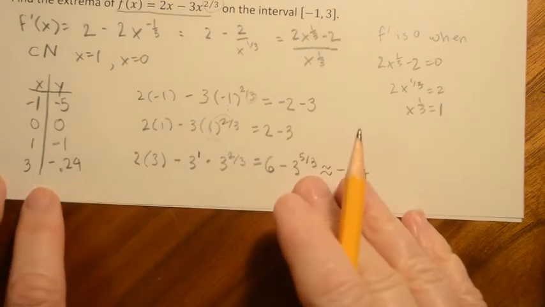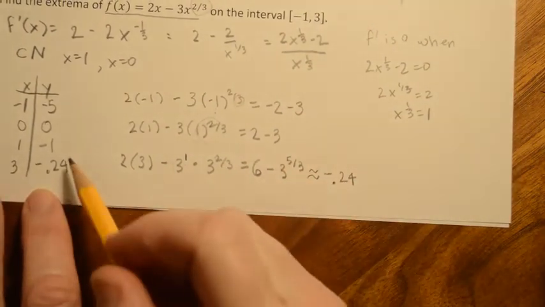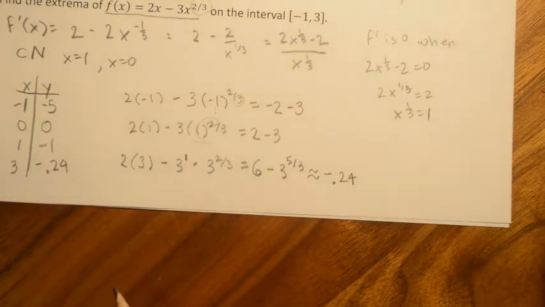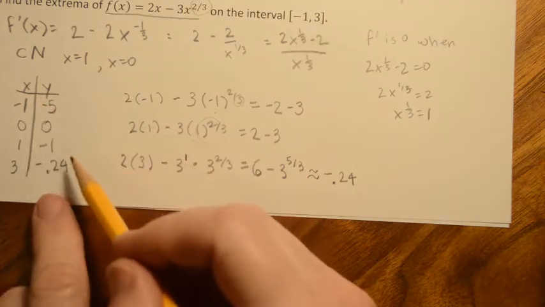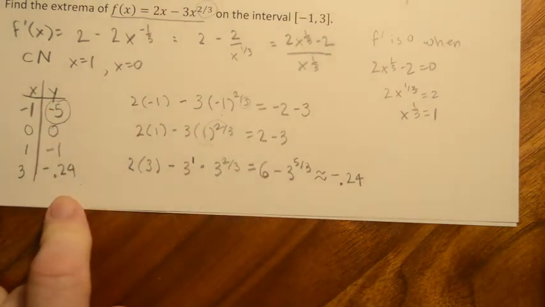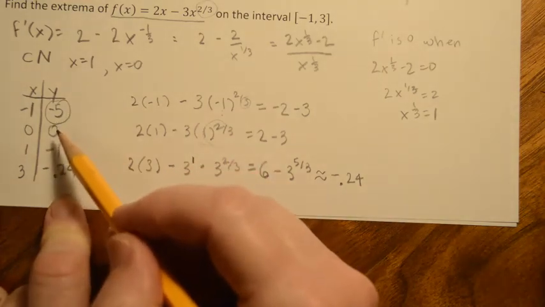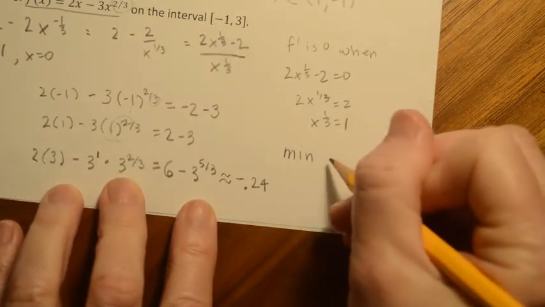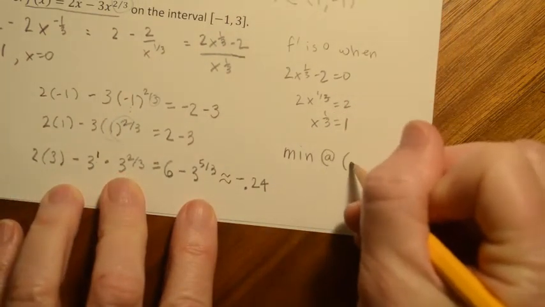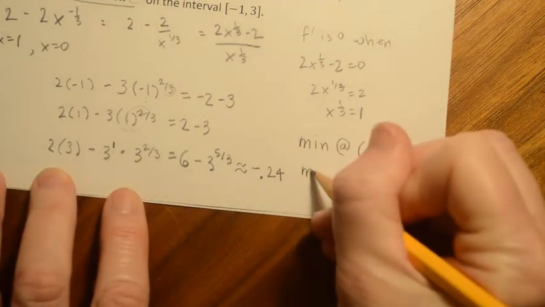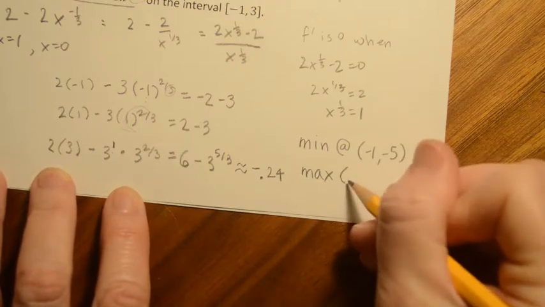All right, and so we are going to say then that, I just want to make sure I didn't mess up there. Okay, so the min on the interval occurs here. And then interestingly, this is the max right here. So min is at -1, -5, and then the max is going to occur at 0, 0.